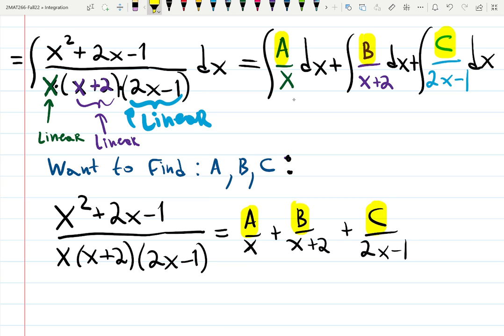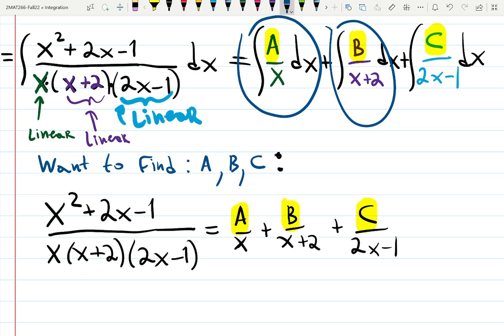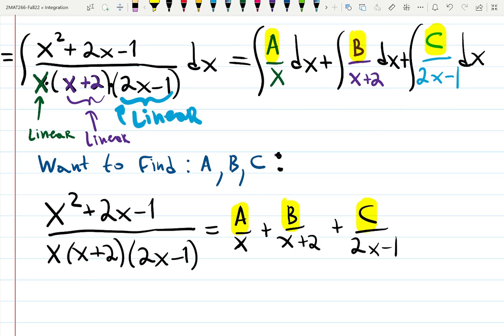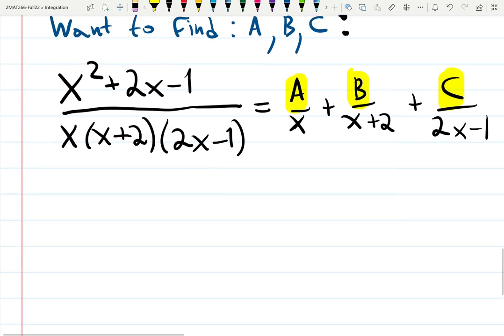Why? Before we keep doing it, I can actually ask you, what is the integral of a over x? It's natural log. So that's simple. What is the integral of b over x plus 2? That's a natural log. What is the integral of c over 2x minus 1? Natural log divided by 2, right? Divided by the leading coefficient. So that's the whole idea. This is scary and huge and uncomfortable, equals three very nice, comfortable integrals. So that's why partial fraction decomposition is actually a pretty popular technique. We just need to find a, b, and c, and the answer will be simple after that.